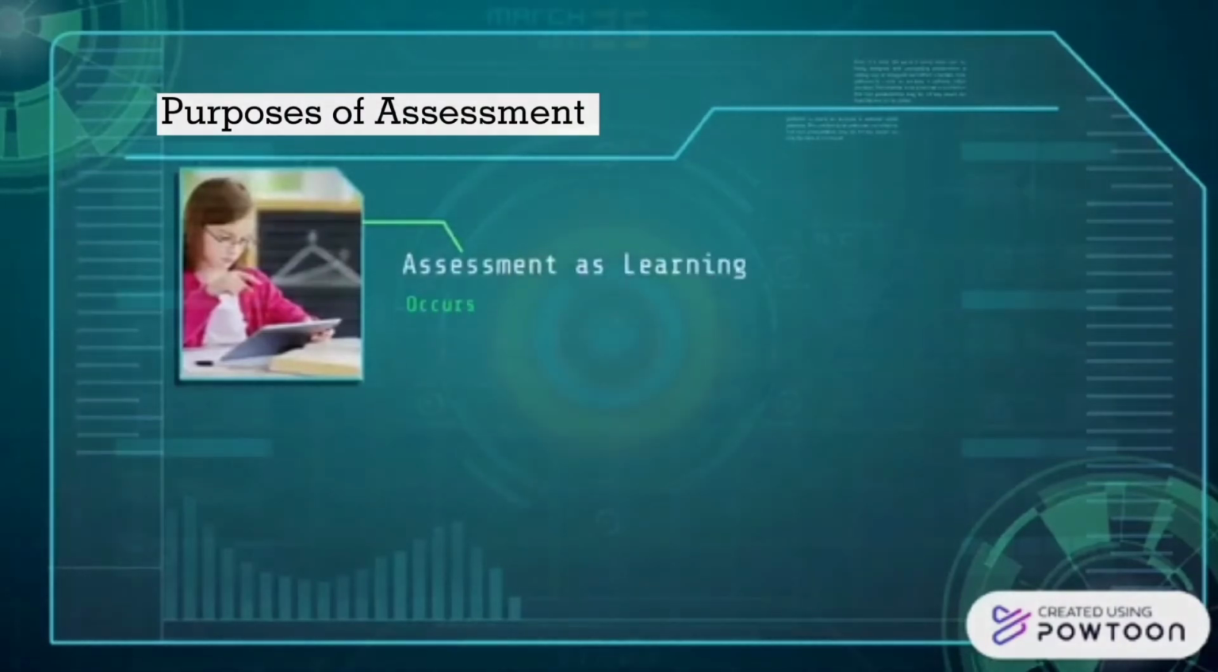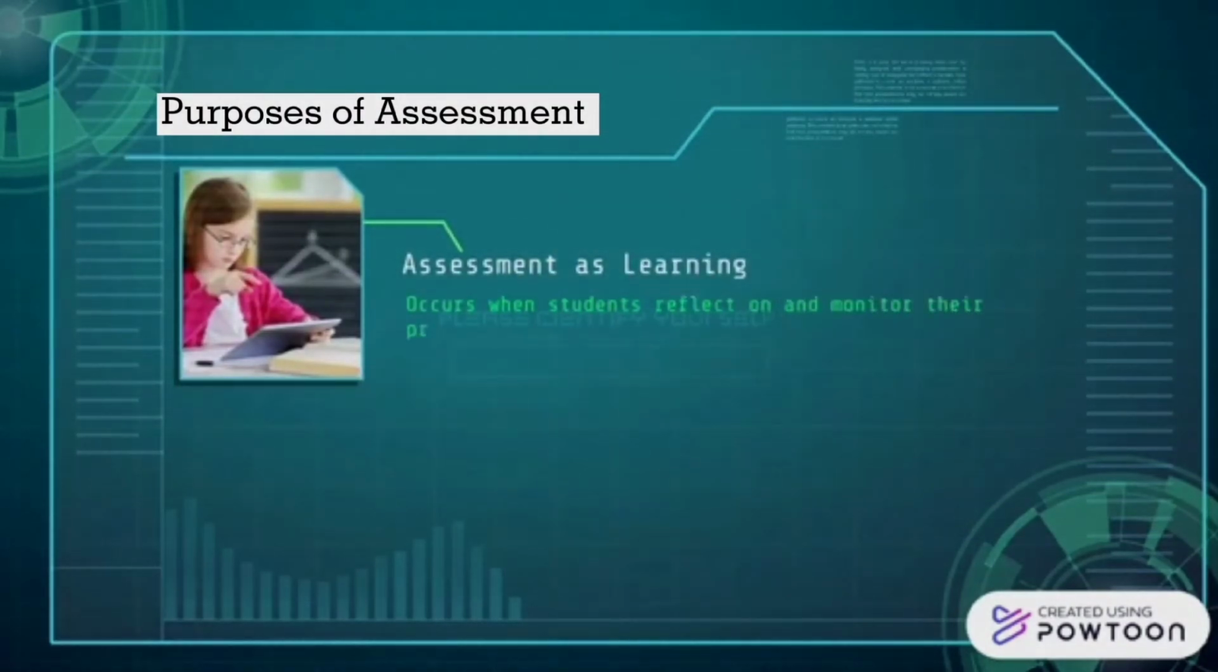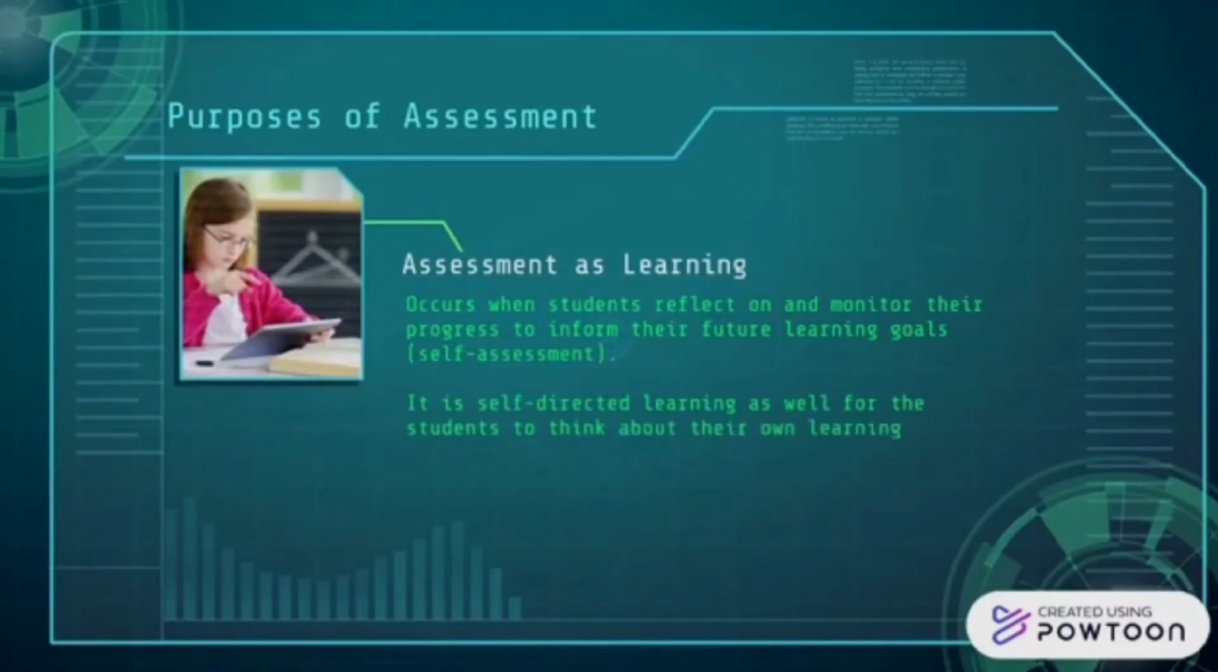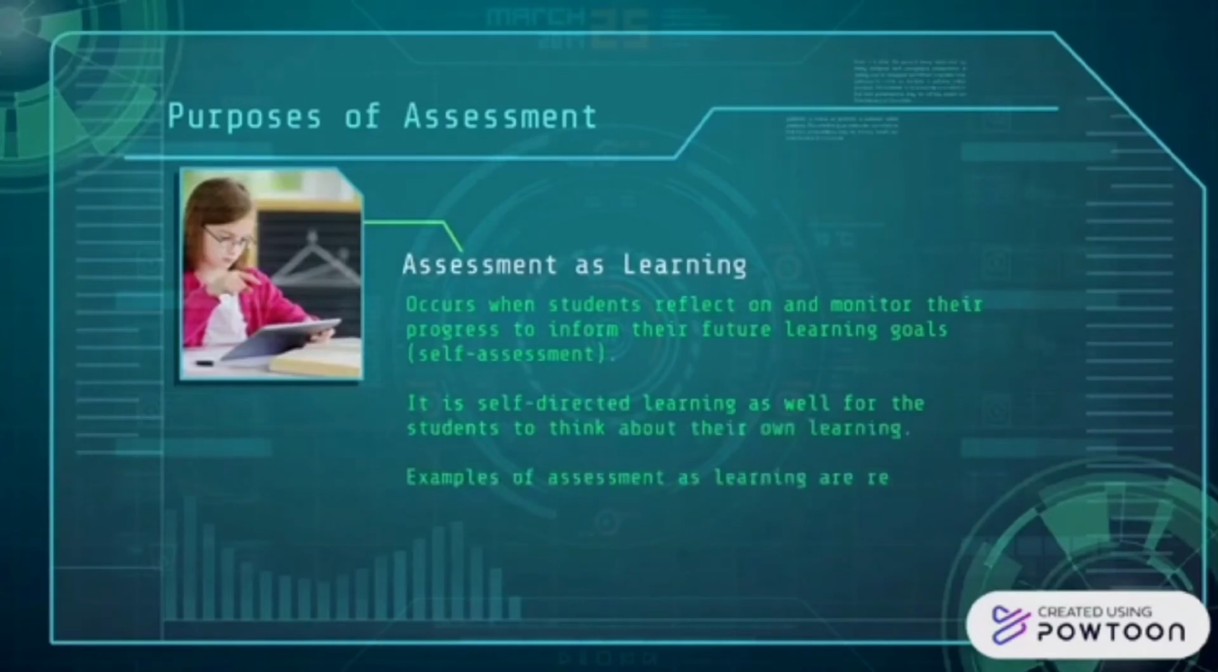Assessment as learning occurs when students reflect on and monitor their progress to inform their future learning goals. It is known as self-assessment. It is self-directed learning as well for the students to think about their own learning. Examples of assessment as learning are reflective journals and reflections. This is the highest form of assessment and used to monitor their own learning.